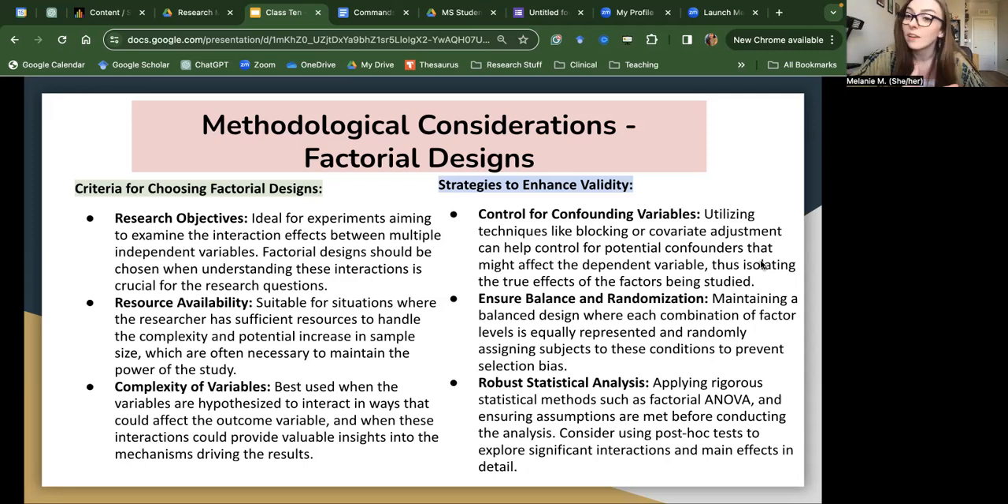But for it to be the most valid, most reliable, most internally and externally valid and rigorous, you want to make sure that there's an even balance of people in each of those factorial levels. And trying to randomly assign subjects within them. It's very tricky to do that, but ideally that's what you would do. And you would need to have pretty robust statistical analyses. Again, I'm not going to hold you accountable for the names of any of these in particular, but one way to enhance validity of something like this is knowing what you're doing and using some of these higher end statistics.